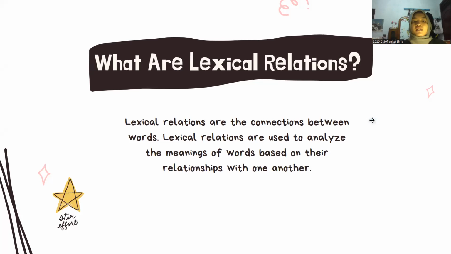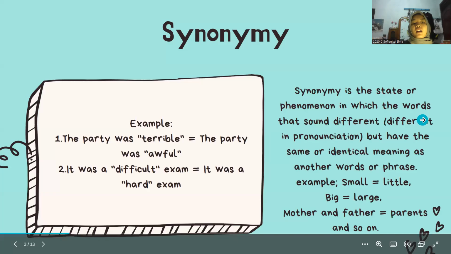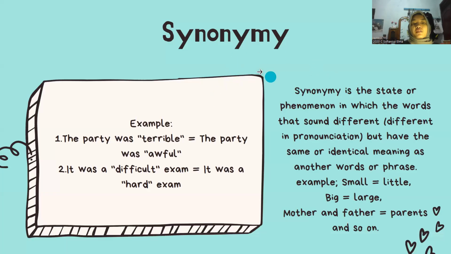Lexical relation is the connection between words. Lexical relation is used to analyze the meaning of words based on their relationship with one another. Okay, so these are the parts of lexical relationship.